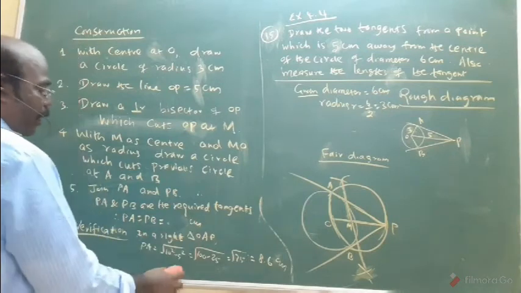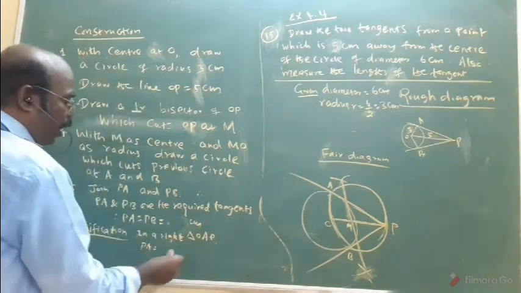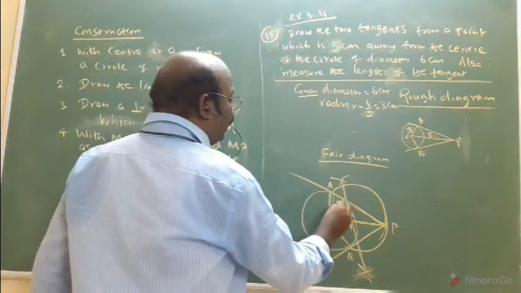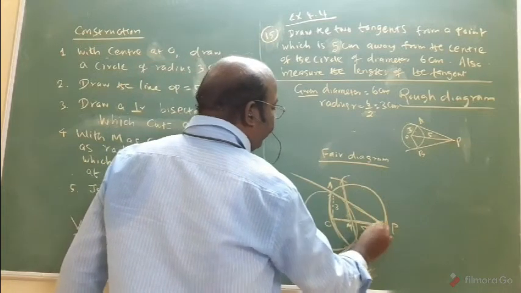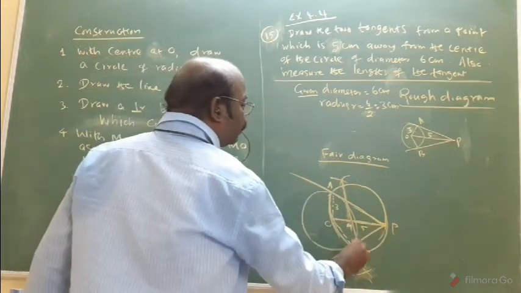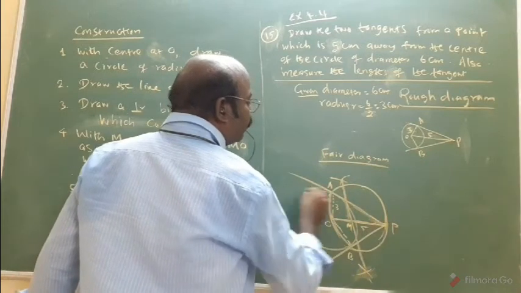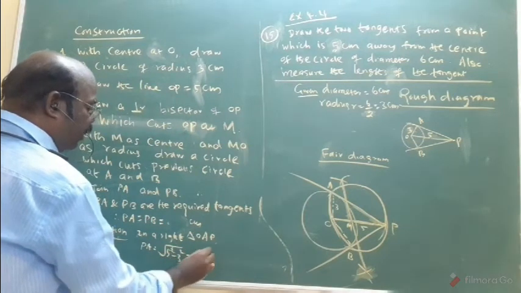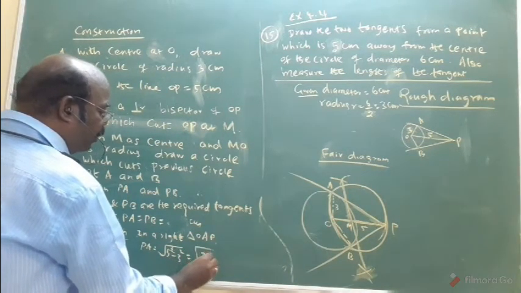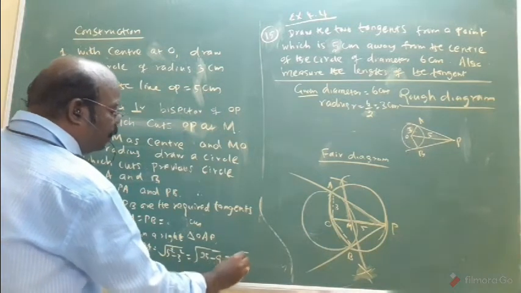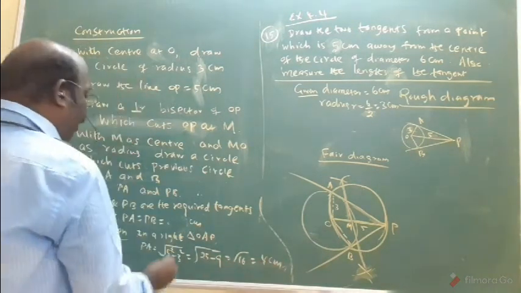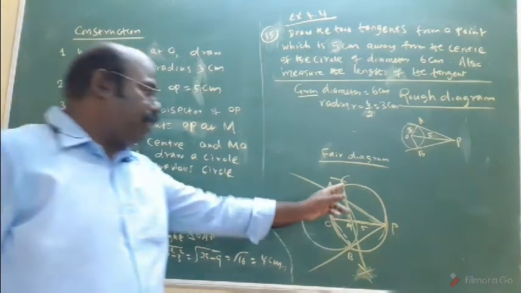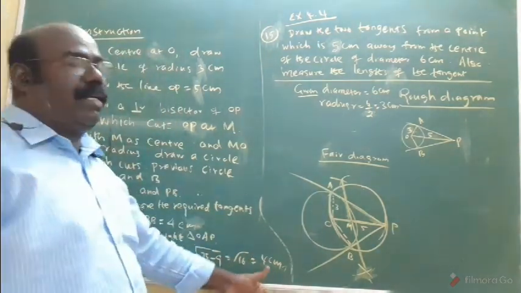Now calculate the measurement. The radius is 3 centimeter. The length OP is 5 centimeter. Therefore, root of 5 square minus 3 square. 5 square is 25, 3 square is 9, root of 16 is 4 centimeter. Exactly 4 centimeter will come. Verify the answer by the scale: 4 centimeter. By using the calculation also 4 centimeter. Both answers will be equal.